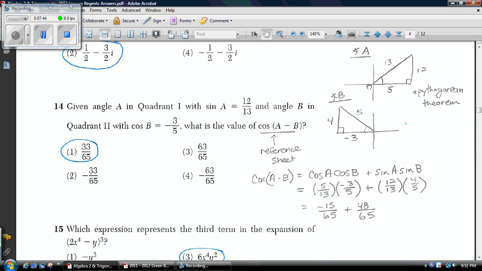Draw these triangles, right? Sine of A in quadrant 1. Use Pythagorean theorem. Sine is opposite over hypotenuse, right? 13 squared minus 12 squared, square rooted is 5. And cos of B adjacent, that's where I got that negative from, negative 3 over hypotenuse 5. Use Pythagorean theorem, you get a 4. It's 4 because it's positive up in the y direction. And then you automatically can know now sine of B and cos of A. And just plug them in, right? Top times bottom times bottom. Add them, you get 33 over 65.